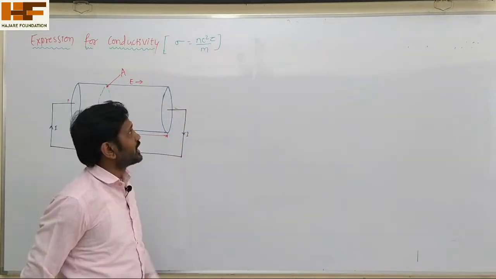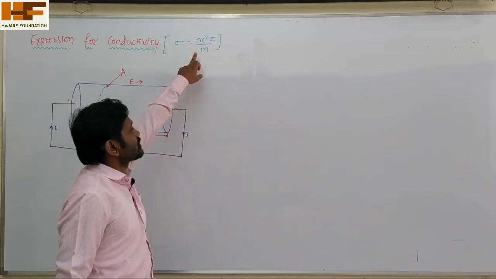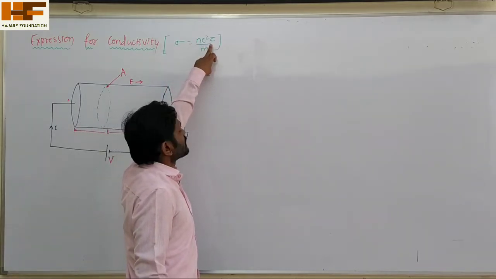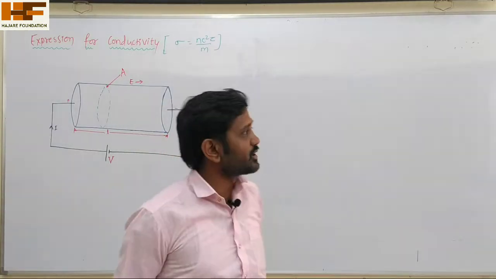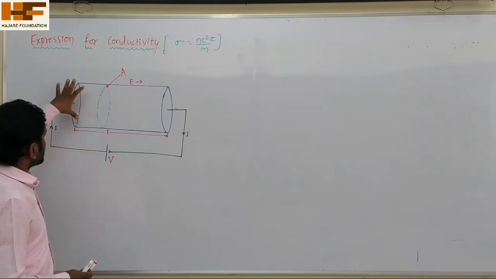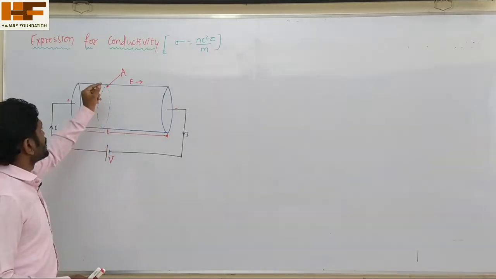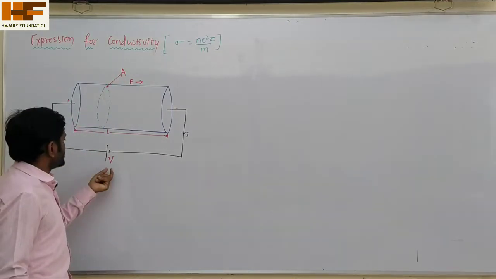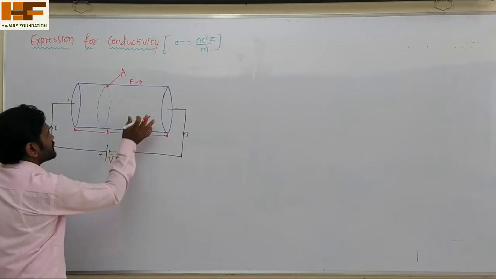m. Here sigma is the conductivity of the conductor, n is the number of free electrons per unit volume of the conductor, e is the magnitude of the charge, tau is the relaxation time, and m is the mass of free electron. Now let us consider a conductor having length L and uniform cross sectional area A, and V is the potential difference applied across the ends of the conductor.